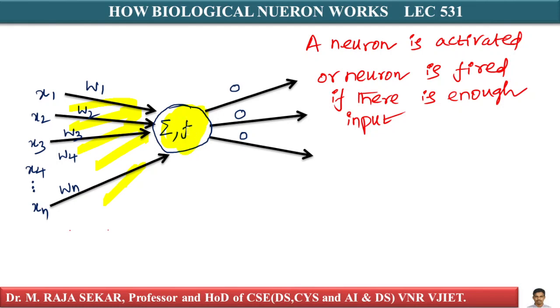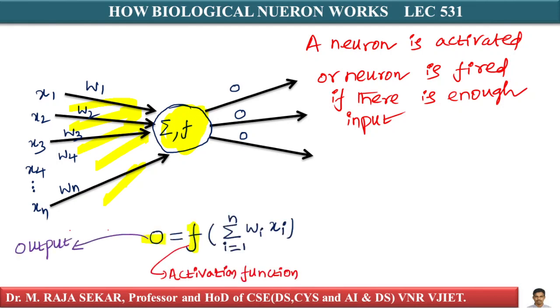This function f is often referred to as the activation function. If an input has more weight, then it will be considered a thicker dendrite, isn't it? If some input weight is higher than the other, then I can say that is a thicker dendrite. Some dendrites are thicker and some are not.